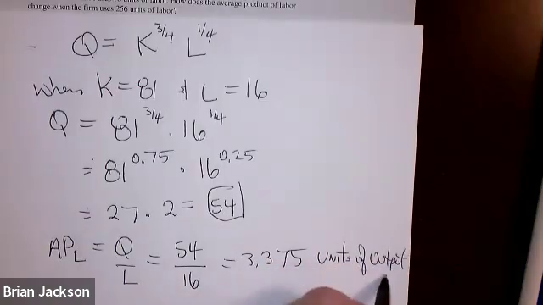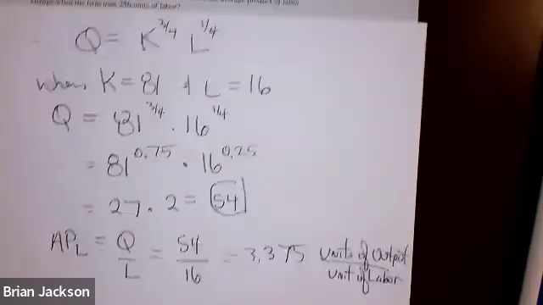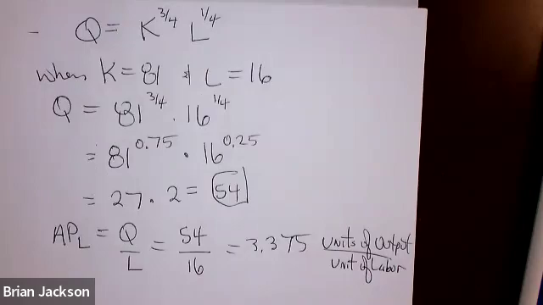So this would be 3.375 units of output, whatever it is we're making, per what? Per worker, or per labor hour, whatever the unit of labor is. Maybe it's a worker hour or a work day or what have you. I don't think they told us in this problem.